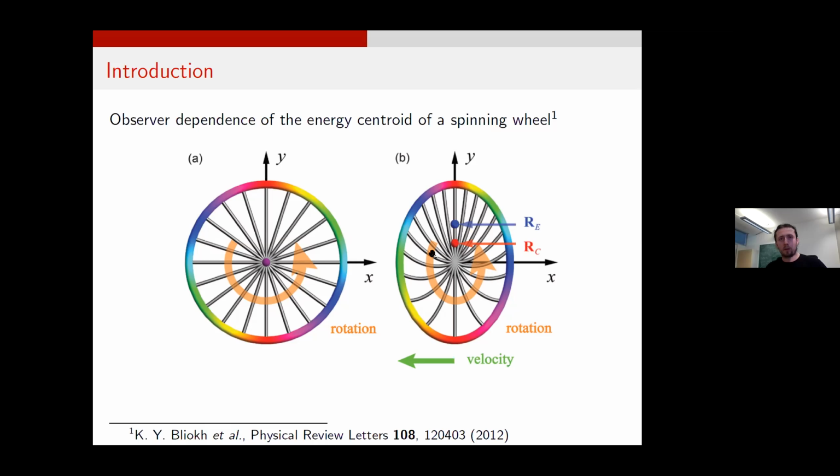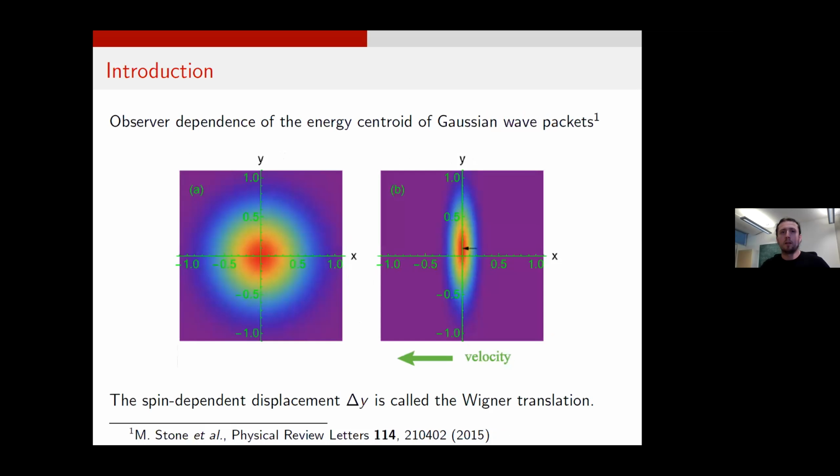Okay, so now we can extrapolate this classical model, and we can replace the wheel by an electromagnetic wave. In particular, we can replace the wheel by a circularly polarized Gaussian beam.